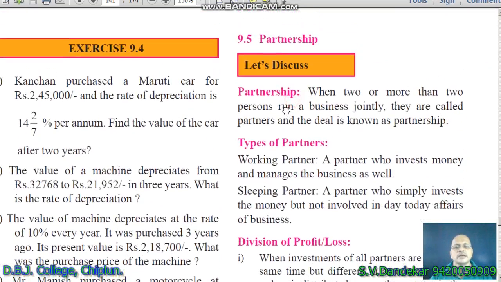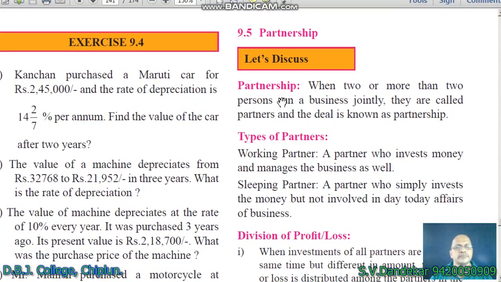Now the next article is partnership. We are going to study this partnership article now.